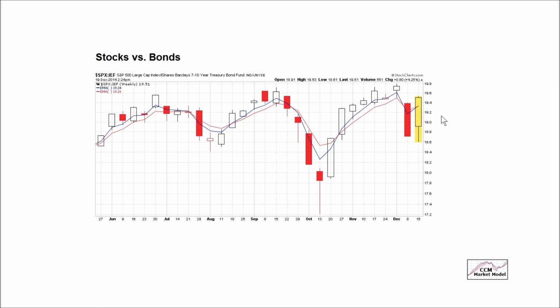Typically, when you see something like that, it's a good sign. You can see we're also trying to complete a bullish moving average crossover here. So this chart too speaks to much, much better probabilities than we had last week.